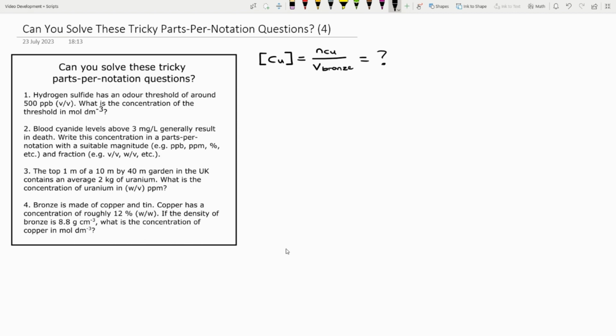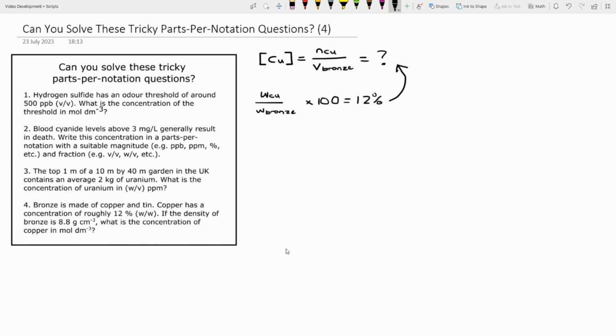We're given an alternative concentration of copper in the parts per notation, specifically the parts per notation of percentage with the fraction w/w. Now the equation for this is W copper over W bronze times 100 is equal to 12%. Now, what we need to do is go from this equation to this equation using the density and some other things.